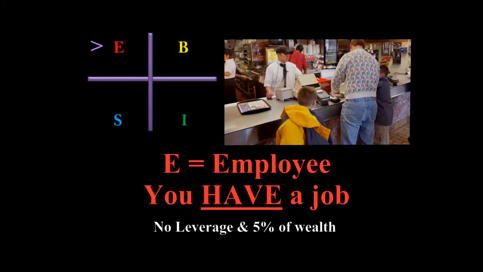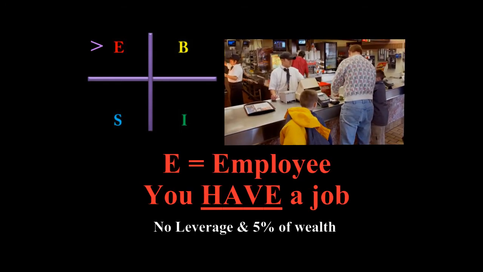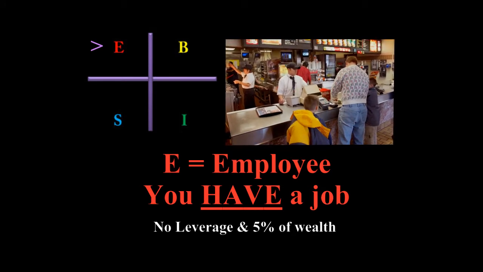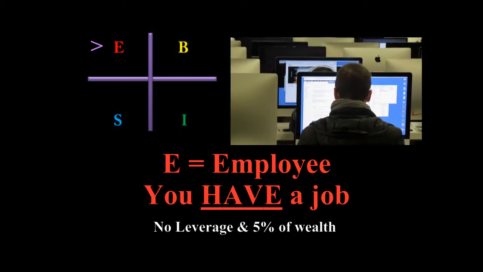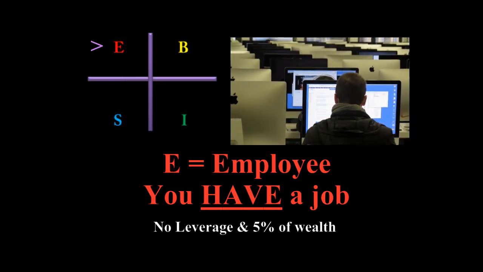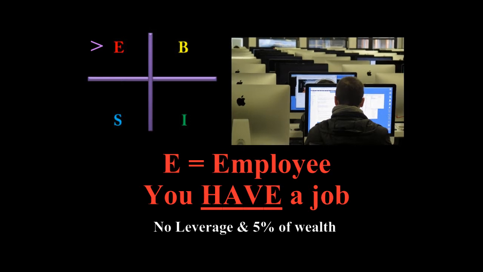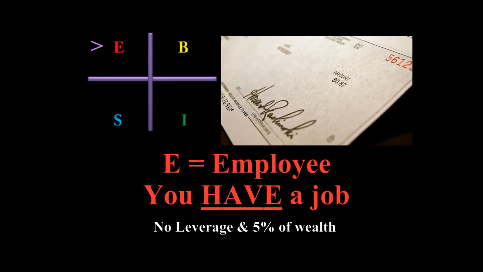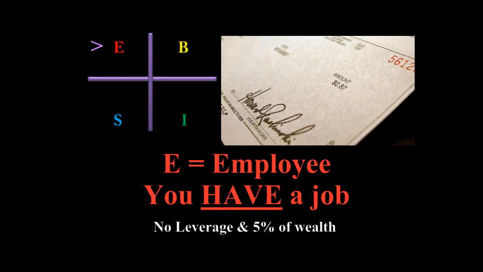If you look to your upper left hand side, you're going to see the active side. This is the employee quadrant, which means you have a job. Now there's no leverage, and this is 5% of the wealth. So the employee quadrant is a classification for people who make money by working for other people. They usually go to the office every day, work at least 40 hours in a week, and depend on a monthly salary as a primary source of income.